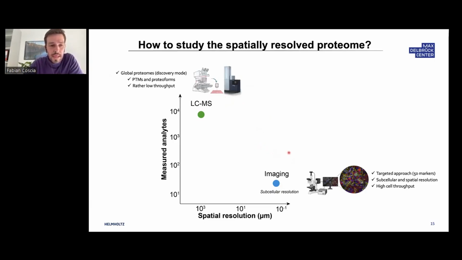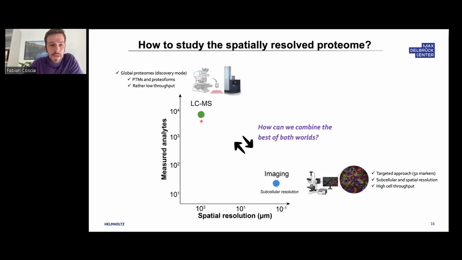I also just want to highlight, for completeness, that there are other mass spectrometry-based methods, such as MALDI-based mass spectrometry imaging, that are maybe right in between these two approaches. They also give you a relatively decent spatial resolution, but they are currently very limited in proteome coverage. Throughout this presentation, I'm exclusively talking about LC-MS-based approaches, which are really the state-of-the-art method for analyzing deep and quantitative proteomes in cells and tissues.